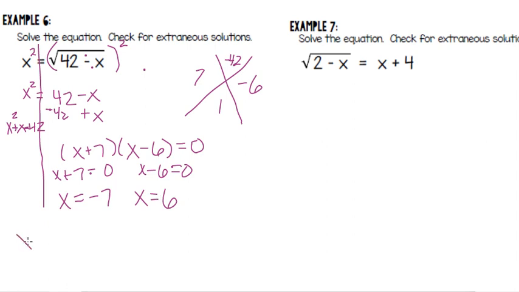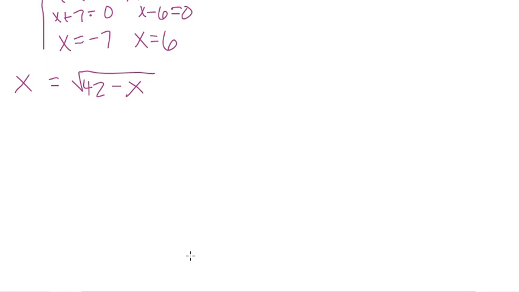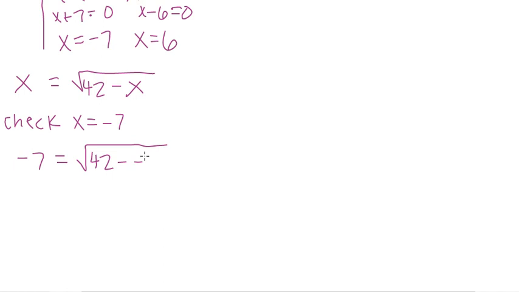So our original equation is x is equal to the square root of 42 minus x. So the first thing that I'm going to do is check my first value. So I'm going to check x is equal to negative 7. So right now my x becomes negative 7. Negative 7 is equal to the square root of 42 minus negative 7. So that's negative 7 is equal to the square root of 49.